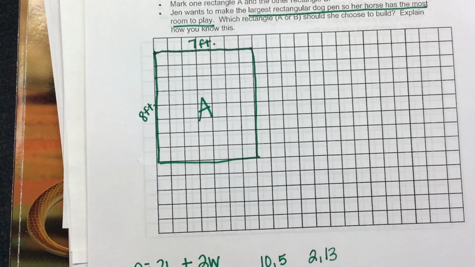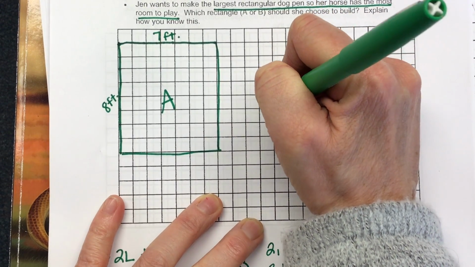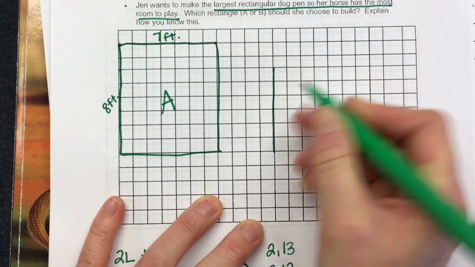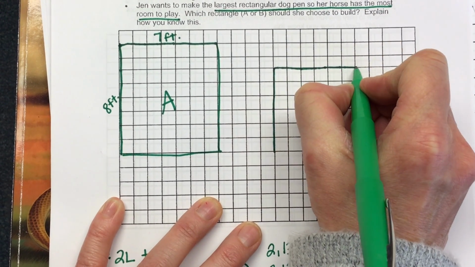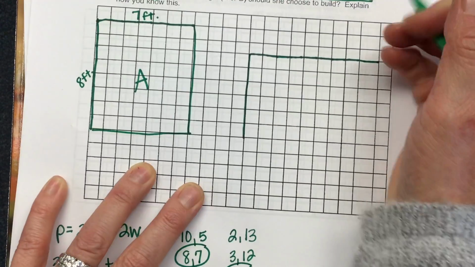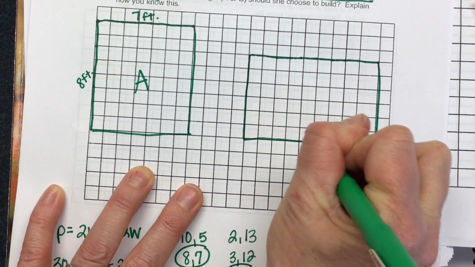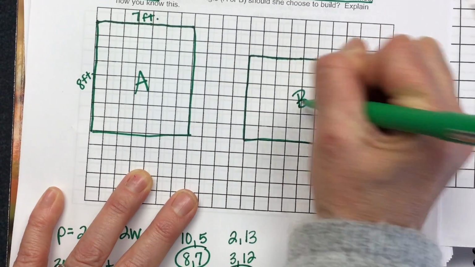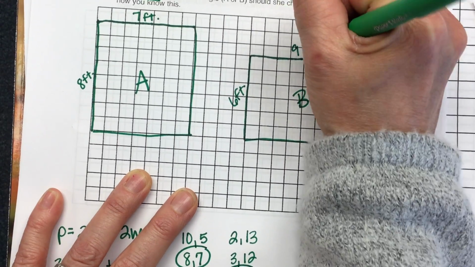Okay, and then our other one we're going to draw is our 6 by 9. 1, 2, 3, 4, 5, 6. 1, 2, 3, 4, 5, 6, 7, 8, 9. Okay, and that is rectangle B. And again, labeling our dimensions, 6 feet by 9 feet.